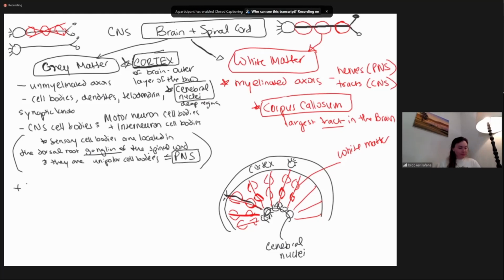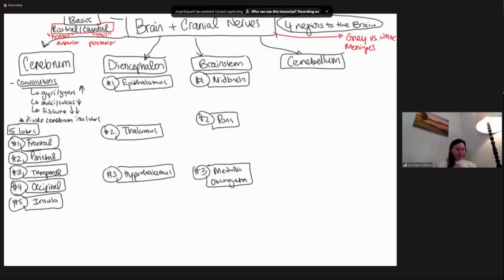All right. So we're going to talk about the cerebrum. I'll try to fit what I can on this outline because I think it's nice to see everything we can on the outline. And then when I run out of room, we'll go to the other part.